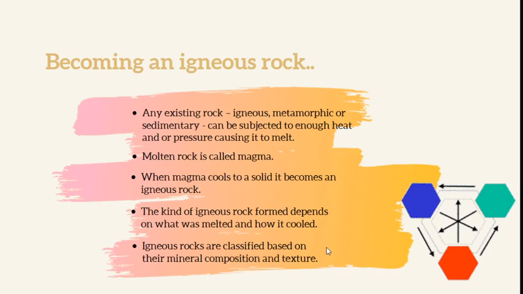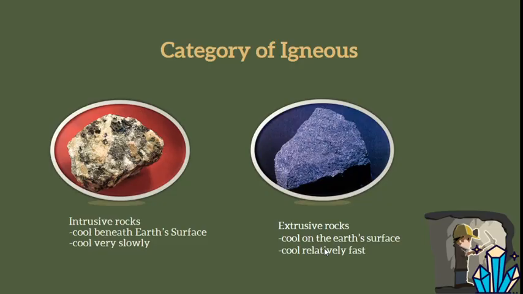Now any existing rock such as igneous, metamorphic, or even sedimentary can be subjected to enough heat and/or pressure causing it to melt. Molten rock is called magma. When magma cools to a solid, it becomes an igneous rock. Okay? The kind of igneous rock formed depends on what was melted and how it was cooled. Igneous rocks are classified based on their mineral composition and texture. And we have the categories of igneous: intrusive rocks and extrusive rocks.